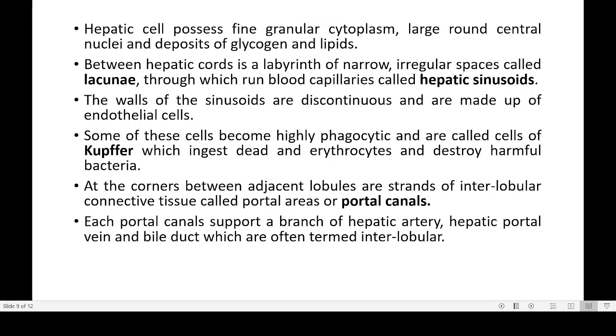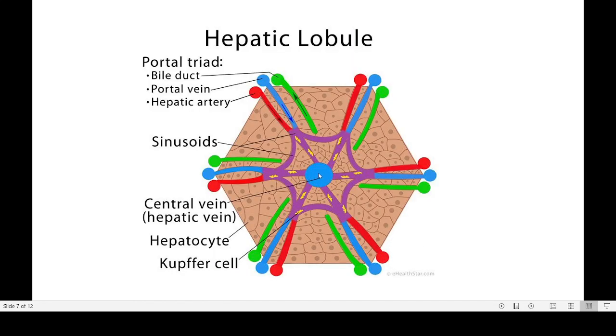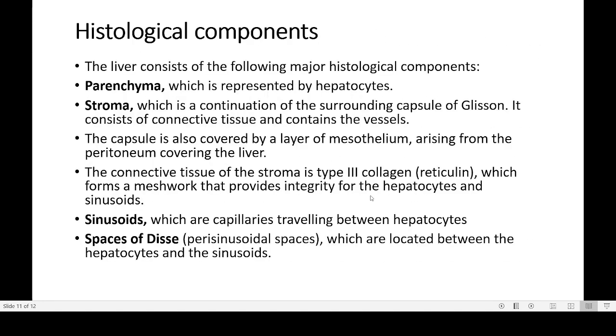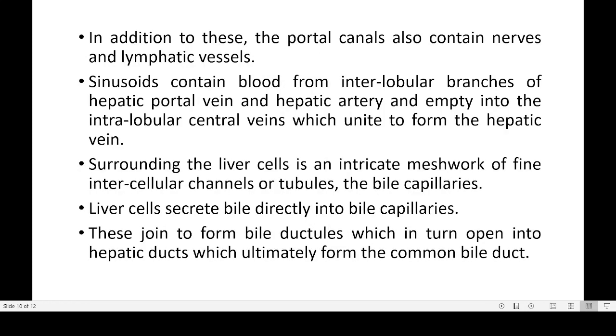Here you can find the lacunae between the hepatic cells. Somewhere here I will show you the picture of lacunae. So between the hepatic cords there is a labyrinth. Labyrinth means winding. That is the meaning of the word labyrinth. A labyrinth of narrow irregular spaces called lacunae, through which run blood capillaries called hepatic sinusoids.